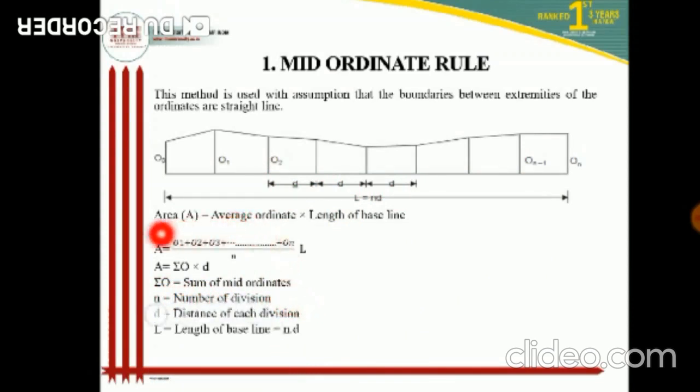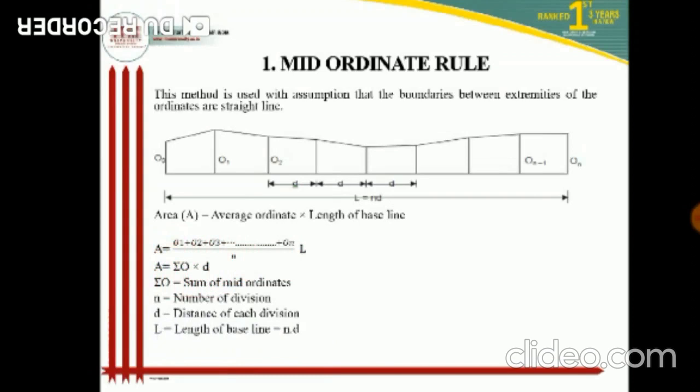Then area A is equal to O1 plus O2 plus O3, the summation of all the offsets, divided by the number of divisions, multiplied by L, and L is equal to n into D. So n is cancelled here and D remains. So O1 plus O2 plus O3 plus dot On is the summation of offsets, and only D is remaining, so it is multiplied by D. This is the actual formula for calculating the area by the mid-ordinate rule.